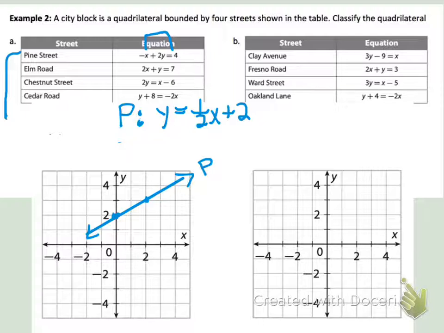Okay, so Elm Road is going to be pretty easy to put into slope-intercept form. All I have to do is take the 2x to the other side. When I bring that 2x over to the other side, it changes the sign because I'm going to subtract 2x, right? So that would be y equals negative 2x plus 7. So I'm going to graph that one. That one has a y-intercept of 7.